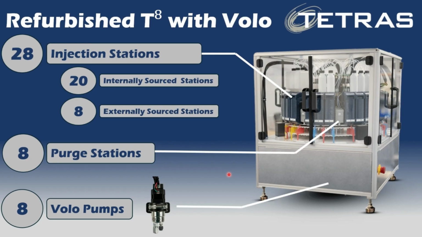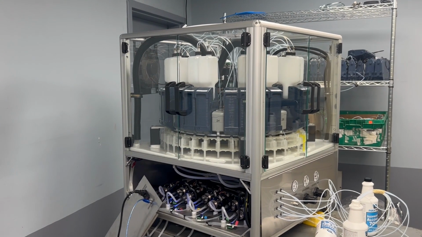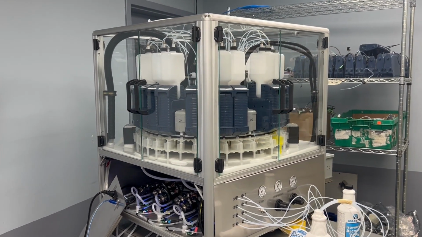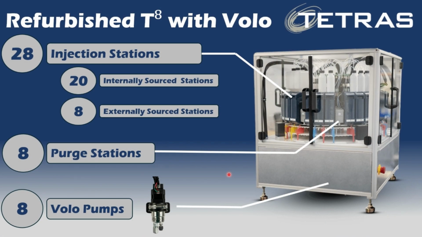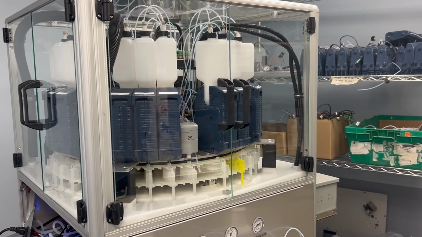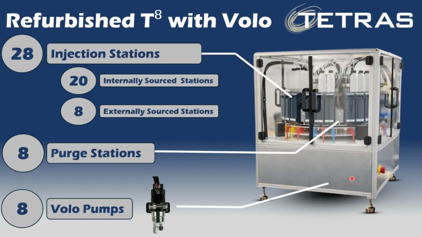For this demo, we're running a refurbished Tetris T8 with the Volo system. This unit is about to ship to a new user and we're filming during its QA and testing phase. This T8 configuration includes 28 injection stations, with 20 of those being internally sourced and 8 being sourced externally outside of Tetris, and 8 purge stations with corresponding Volo pumps for the wash chemical injection. These Volo pumps can be found in the enclosure here, so you won't be able to see them in this demo protocol.